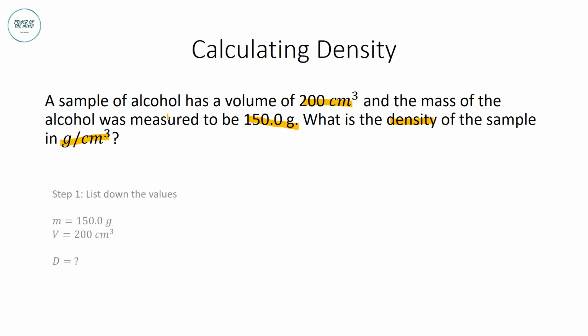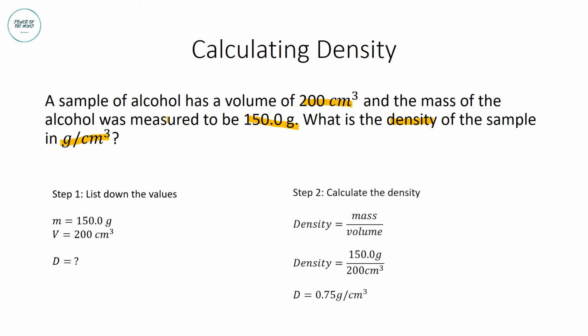So the first step is to list down the values first. The volume that is given is 200 centimeter cube, so you write down V is equal to 200 centimeter cube, and the mass is 150 grams. So what is the density? Remember, the formula of density is equal to mass per volume. So calculate the density now. Density equals mass per volume.